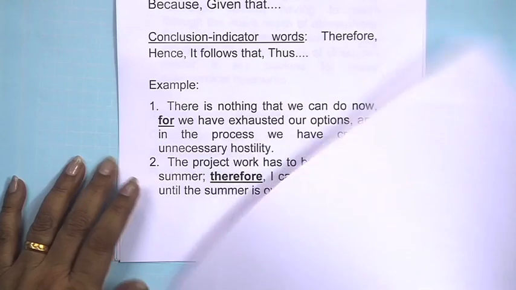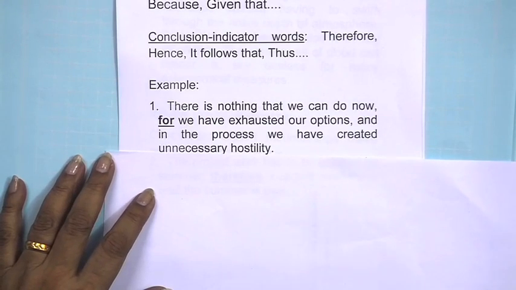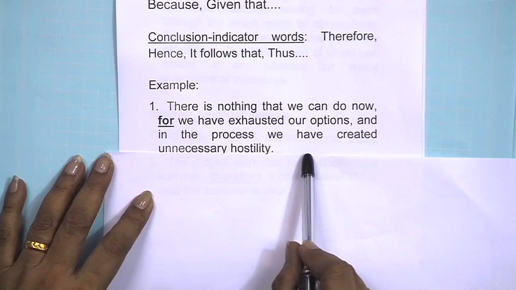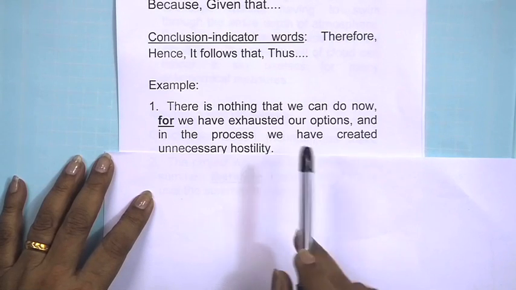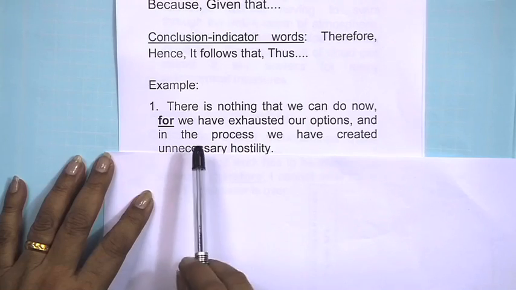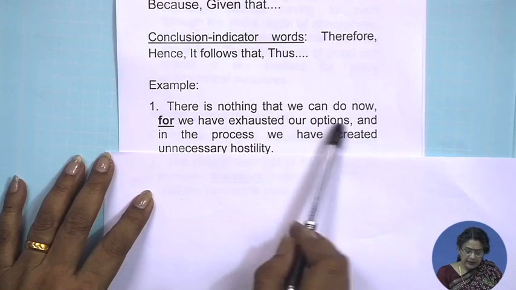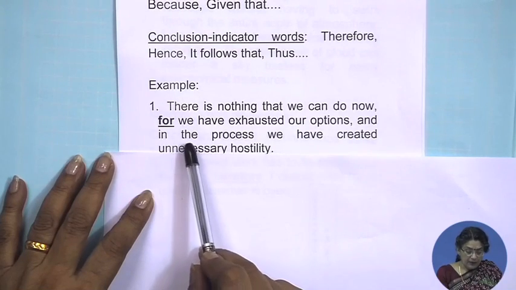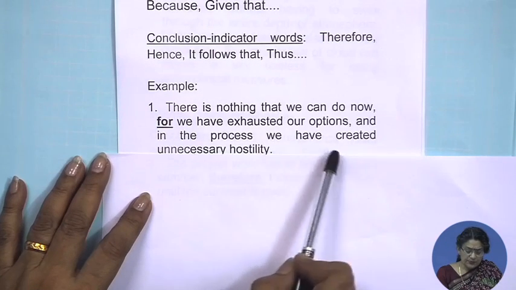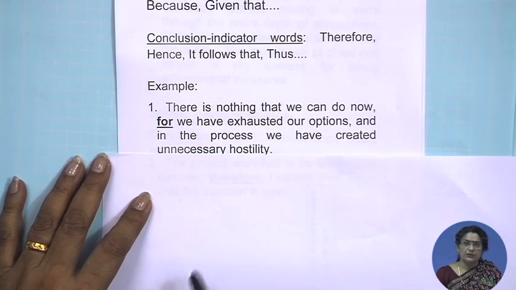So, the first example comes to you like this. Here is a small passage, and what we are asking ourselves is, does it contain an argument? Is this an argument or not? Let us read it first. There is nothing that we can do now, for we have exhausted our options, and in the process we have created unnecessary hostility.